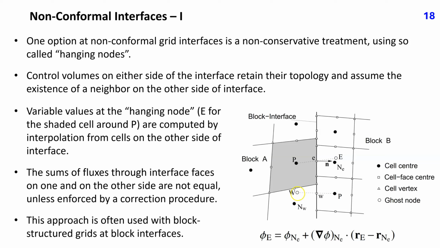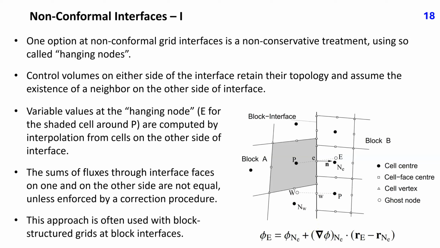Variable values at the hanging node E are computed by interpolation from cells on the other side of the interface. One possibility is to identify the nearest cell center in the grid from block B and then compute the variable value at location E using the variable value and the gradient at the neighbor node NE as shown in this expression.